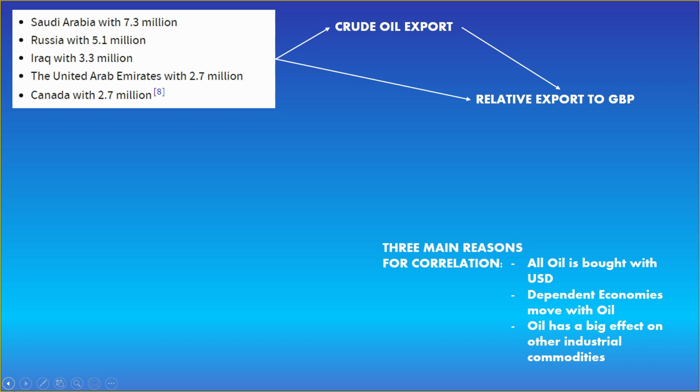And the last reason for the big correlation is that oil itself is correlated with a lot of other industrial commodities like plastics. This means that oil also has effect on other industries in all countries, and that is definitely something to think about when trading a certain currency. You can ask yourself the question, do they produce a lot of goods that need oil?